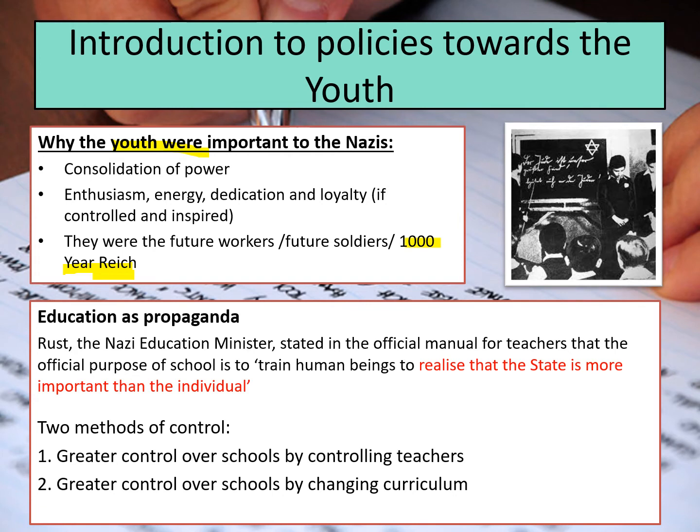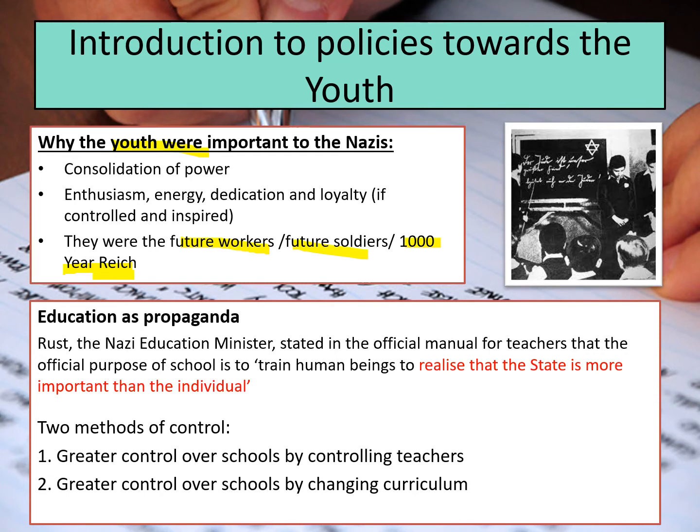They needed the young people to be the future soldiers or the future mothers of Germany, and also the future workers of Germany, where they'd be able to achieve all of their economic aims. So they needed them to be able to fully consolidate their position. Now, the Nazis tried to win over the young people in a few different ways. The crucial ones are thinking about how they used education as propaganda and also how they controlled their free time with the Hitler Youth and the League of German Maidens.